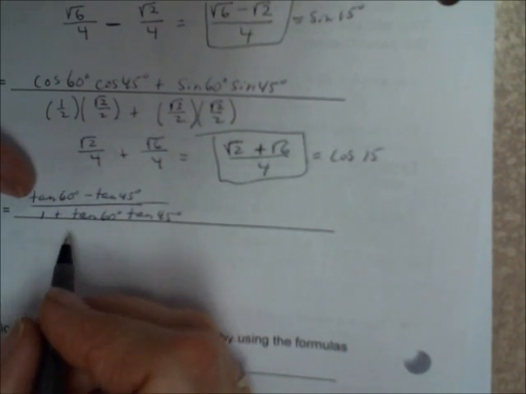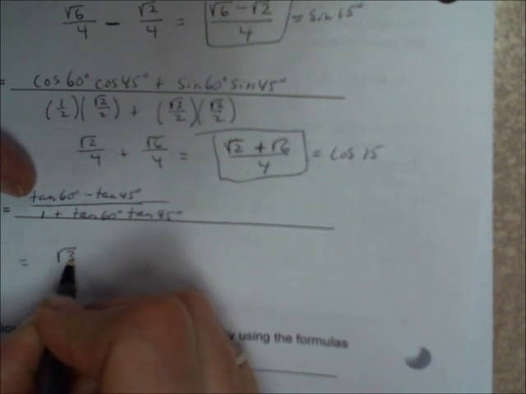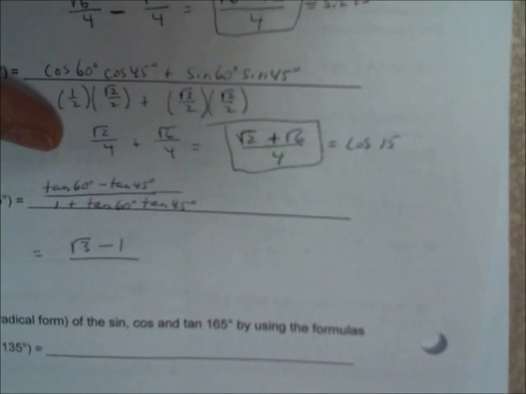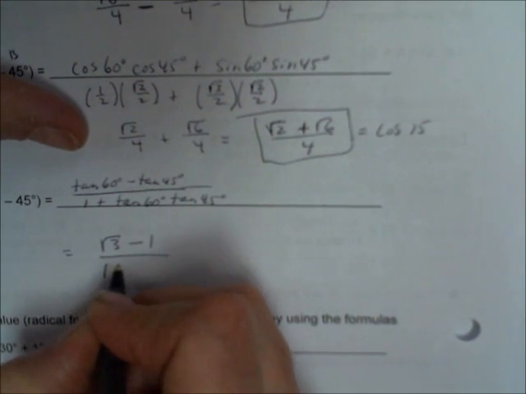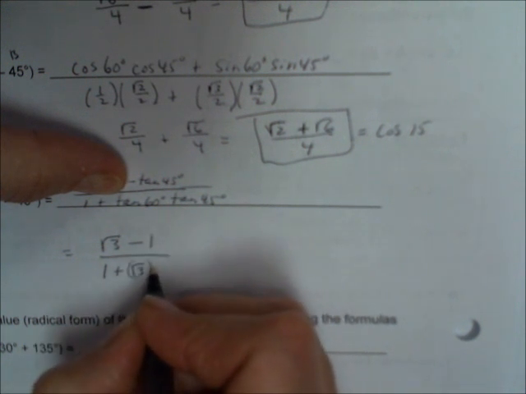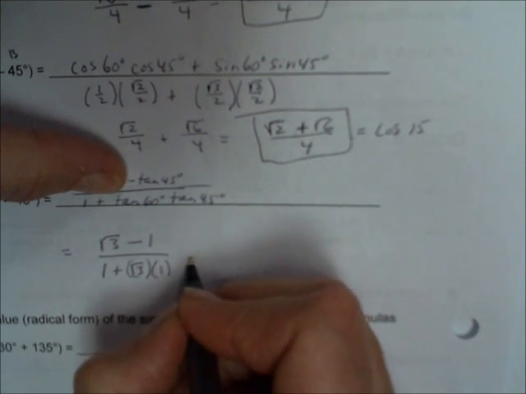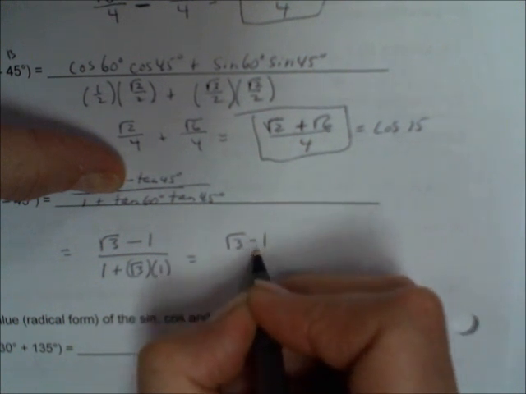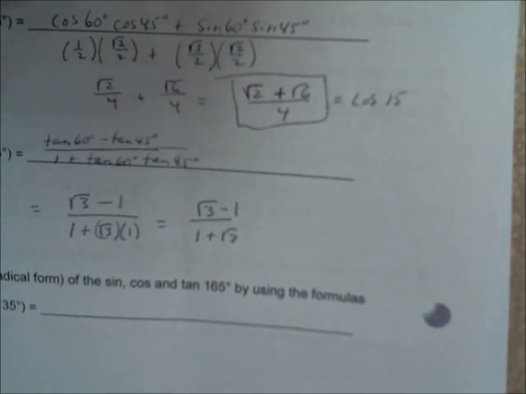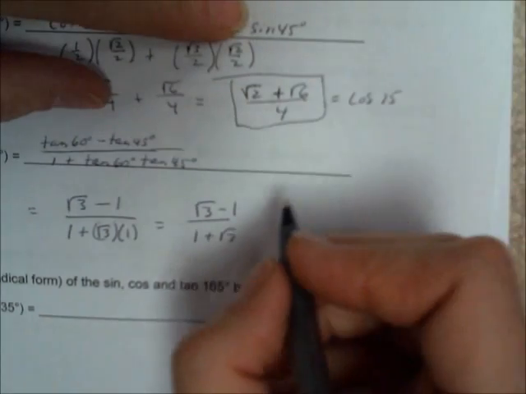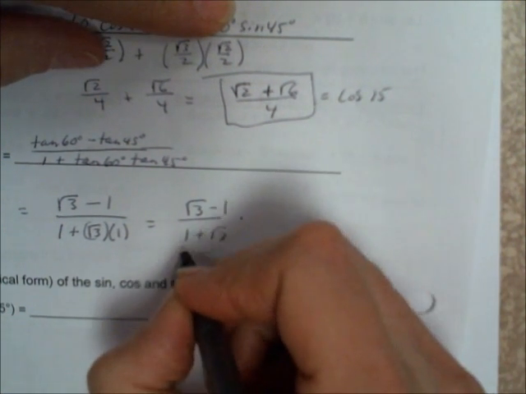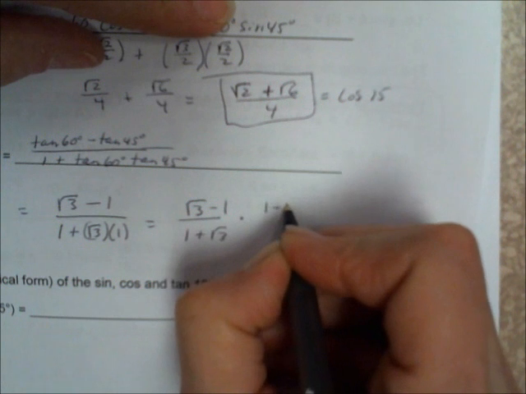The tangent of 60 is the square root of 3. The tangent of 45 is 1. And in the denominator we have 1 plus the tangent of 60, which is the square root of 3, times the tangent of 45, which is 1. So what we have is the square root of 3 minus 1 over 1 plus the square root of 3. Well, I truly wouldn't mind if you left it that way, but we're supposed to rationalize the denominator, so we have to multiply the top and bottom by the conjugate of the denominator, which is 1 minus the square root of 3.